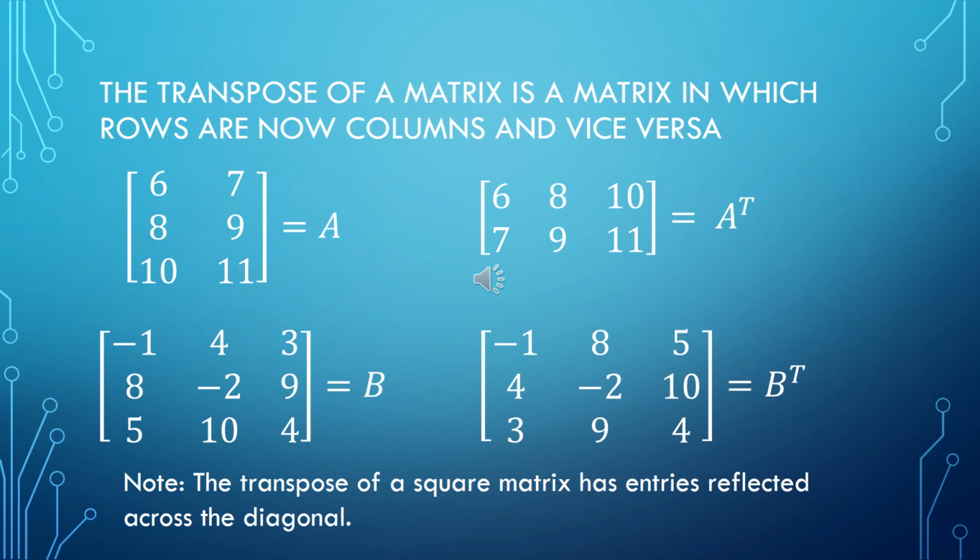Negative 1, negative 2, 4 is still on the diagonal, but the 8, 5, 10, which was in the lower left, is now in the upper right, and the 4, 3, 9, which was in the upper right, is now in the lower left. So when you have square matrices, the transpose literally is a reflection about that diagonal.